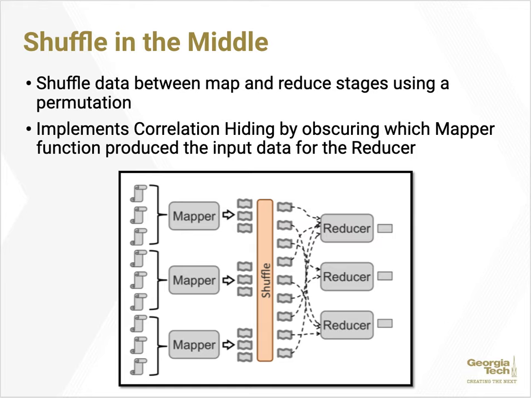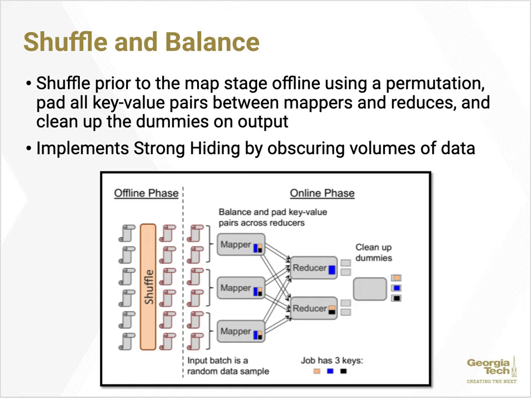So very important there. And this implements correlation hiding by obscuring which mapper function, as stated previously, produced the input data for the reducer. The second implementation is called Shuffle and Balance. What this does is it shuffles prior to the map stage offline, again using a permutation. This actually prevents against any filtering attacks.